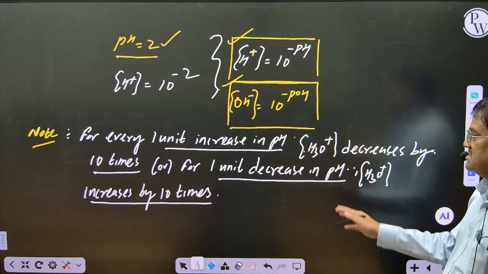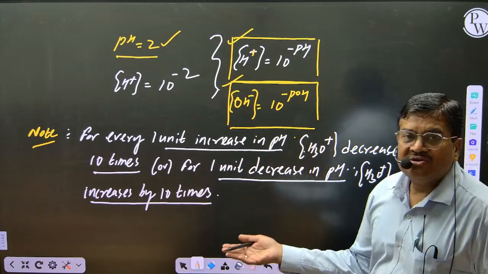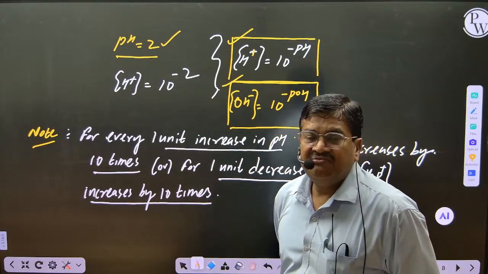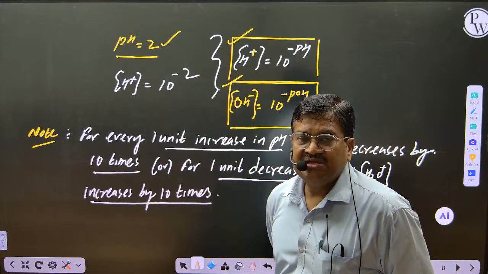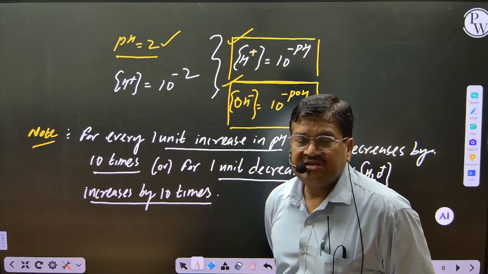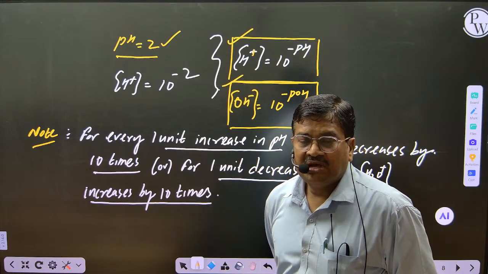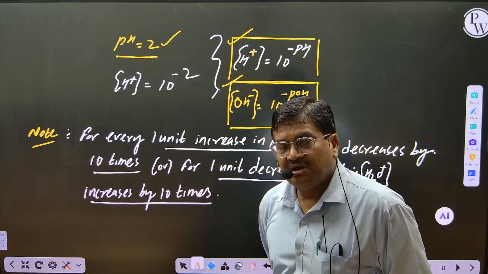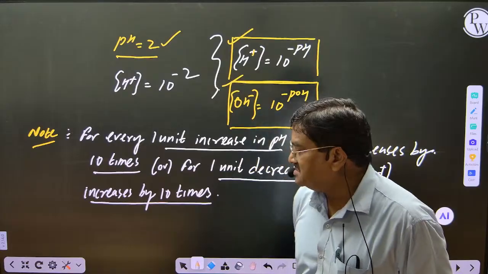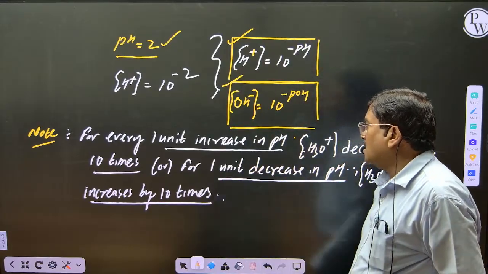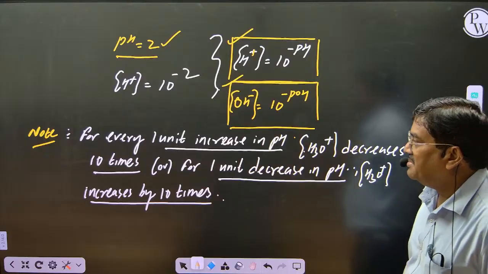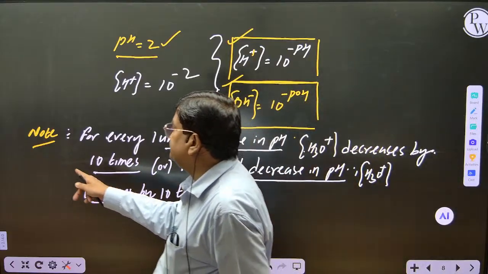Now, how can you understand this relation? Write one question, how they ask in exam. Copy this. Understood? When you increase the pH by 1 unit, hydronium ion concentration decreases 10 times. Or for every 1 unit decrease in pH, what happens? Hydronium ion concentration increases by 10 times. To understand this, write one question. Copied all of it? This is important.